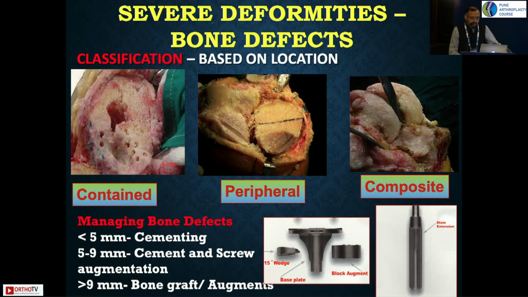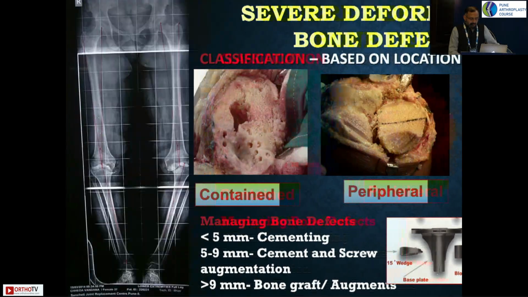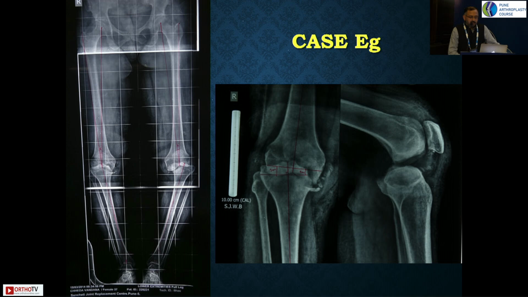Bone defects, I'm not going to go into; Dr. Manoj has already spoken about it. So defect management, as per the size of the defect and it being a contained, peripheral or composite defect, you should manage them. Add stems to your implant, or you should always have a constrained backup.